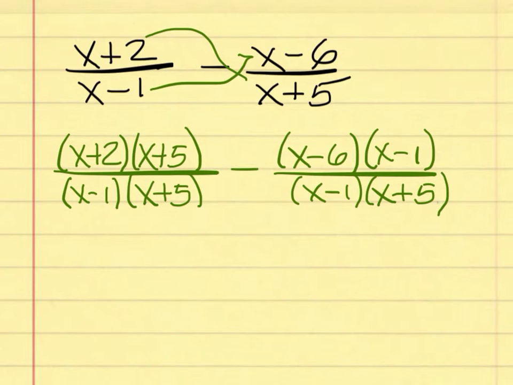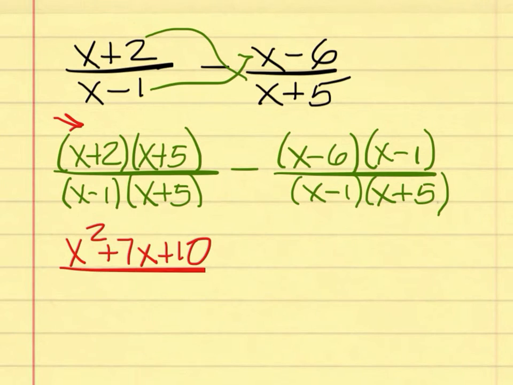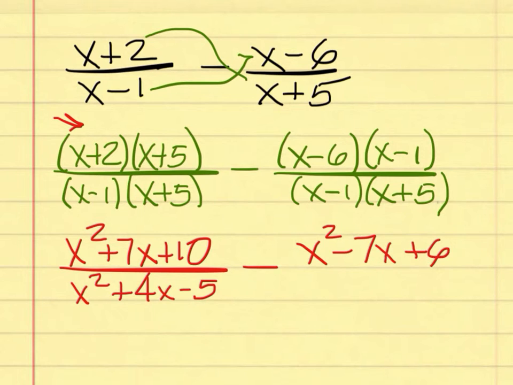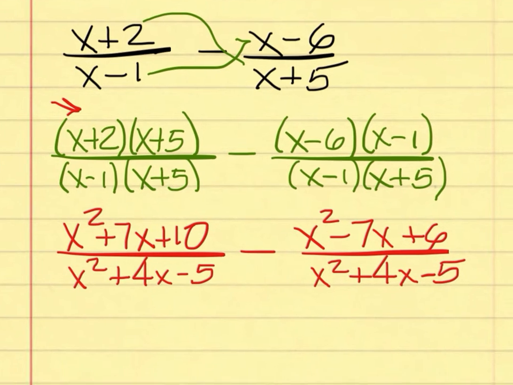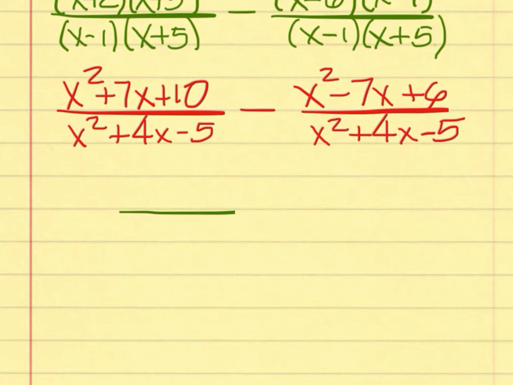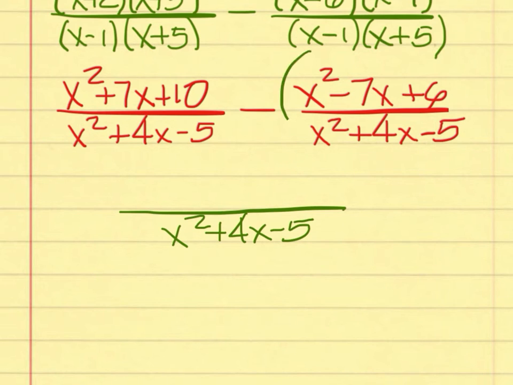Next up, we have to multiply here. So that is x squared plus 7x plus 10 over x squared plus 4x minus 5. And then x squared minus 7x plus 6 over x squared plus 4x minus 5. So now we have to combine them together. We'll have one denominator of x squared plus 4x minus 5. Remember, this becomes a quantity and you're subtracting it, so you should have minus x squared plus 7x and then minus 6, and we'll scratch that out.